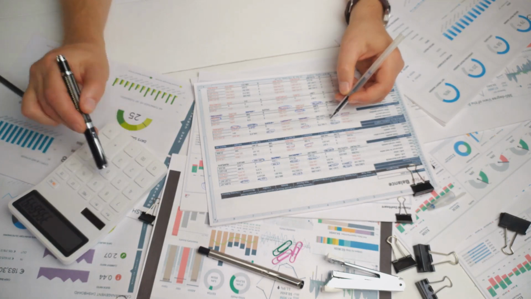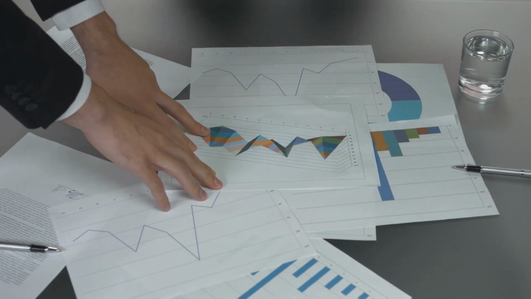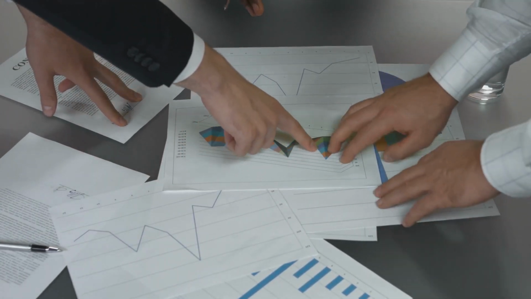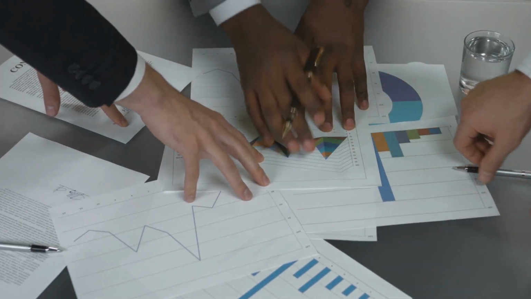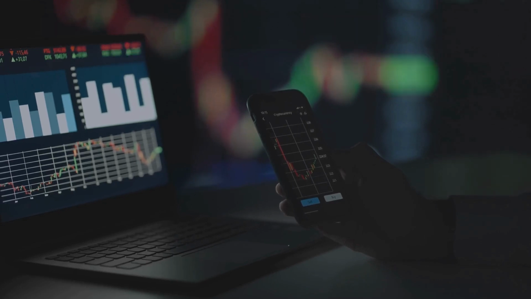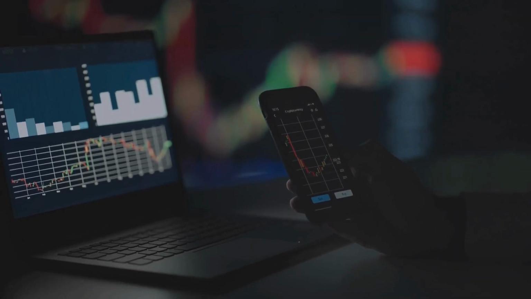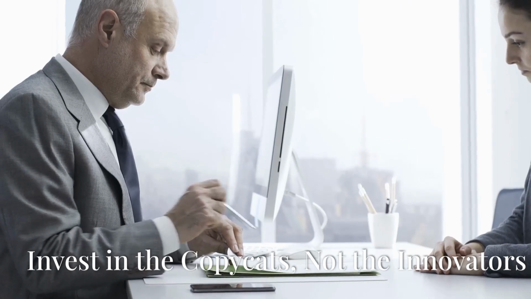Pabrai argues that you don't need to reinvent the wheel. Instead, emulate successful investors like Warren Buffett, Charlie Munger, and others by studying their investments. Key tactic: track the portfolios of top investors through 13F filings, analyze their holdings, and learn from their strategies.